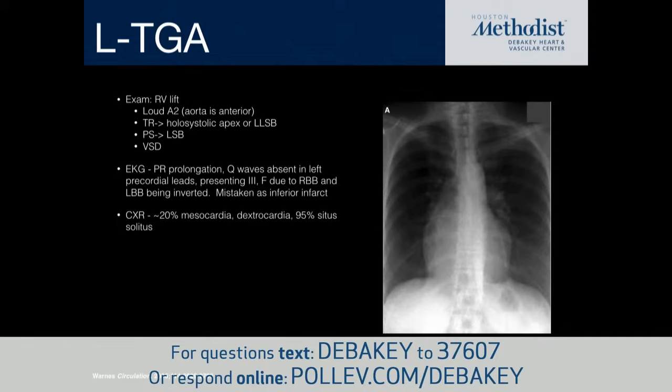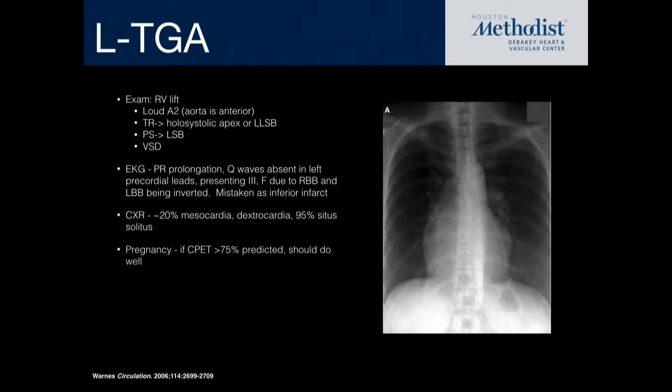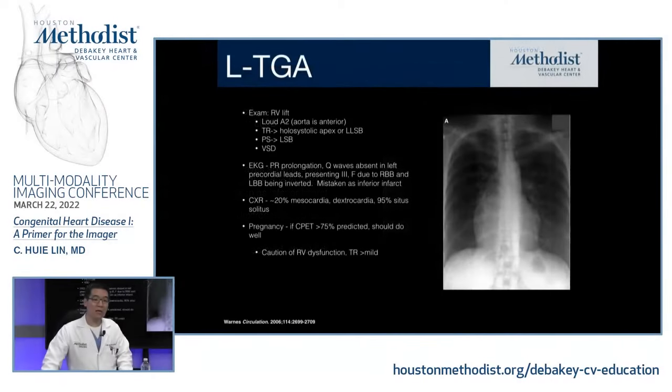One of the other very important things that also often shows up on the boards is that the chest X-ray is mesocardial. You can see the heart is lined up right with the spine. This is approximately 20%. Some of them may actually even have dextrocardia, and some of them may actually have situs solitus. Pregnancy can be well tolerated if cardiopulmonary exercise testing shows that these patients are greater than 75% predicted. If there is RV dysfunction as well as tricuspid regurgitation that is more than mild, that can definitely be a potential source of complications during pregnancy.